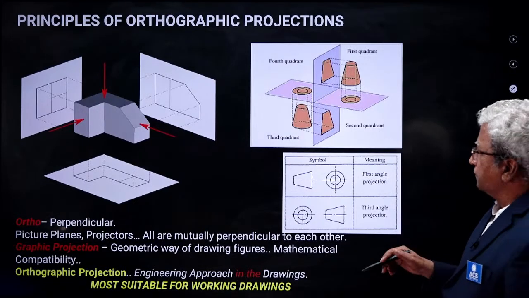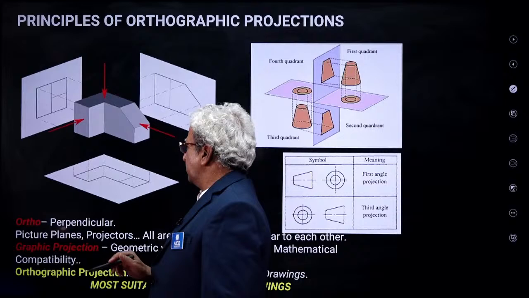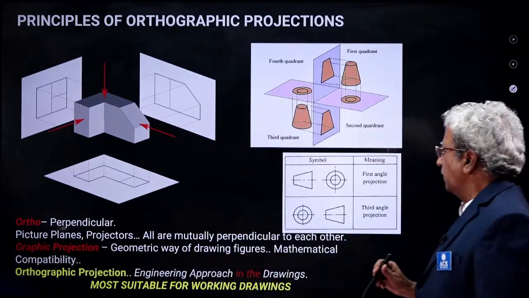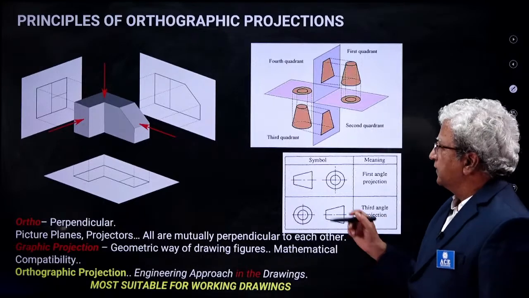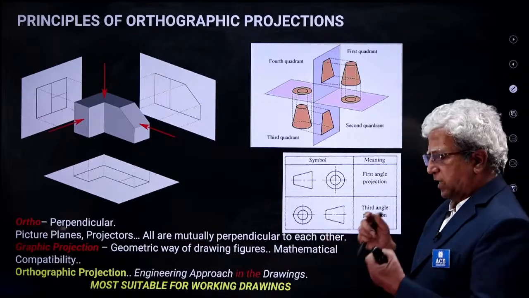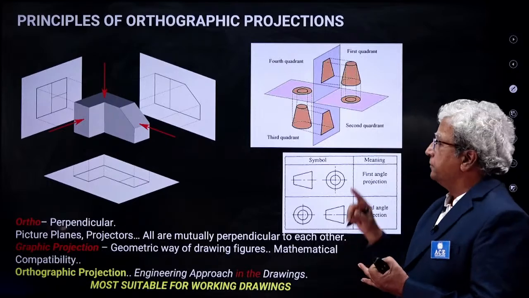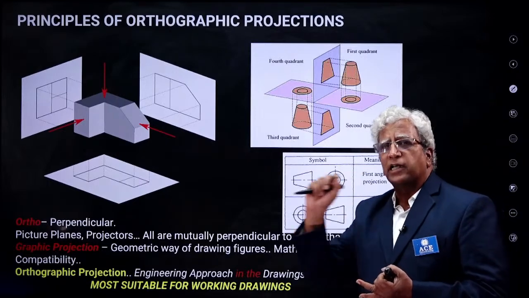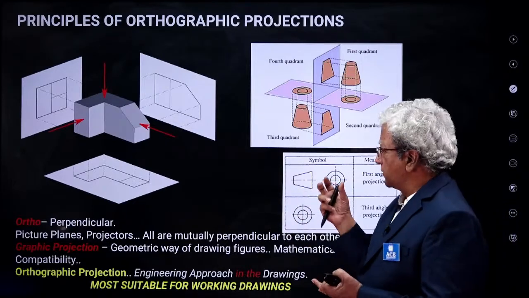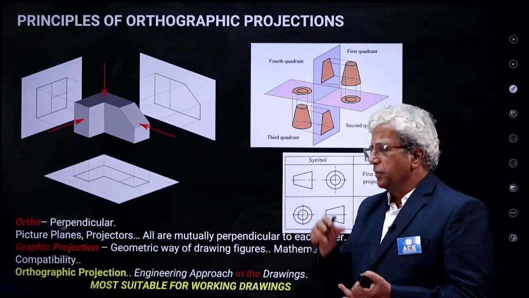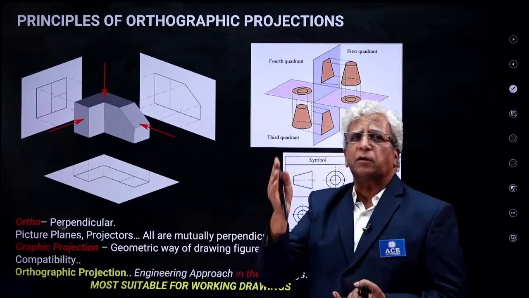You can see from this, ortho means perpendicular, and for drawing these things, we use certain tools like a picture plane. We visualize them using rays of light called projectors. Then for the purpose of understanding the principle, we use an observer and an object and a picture plane.